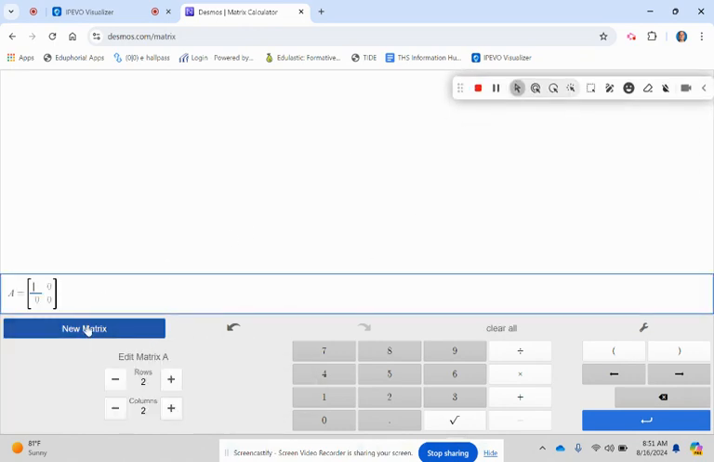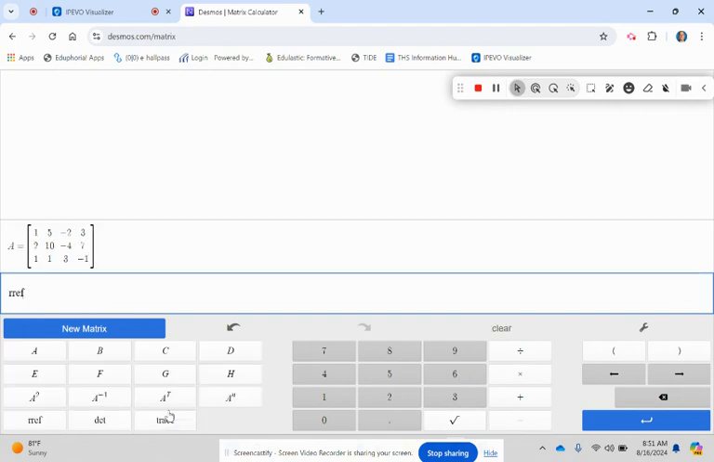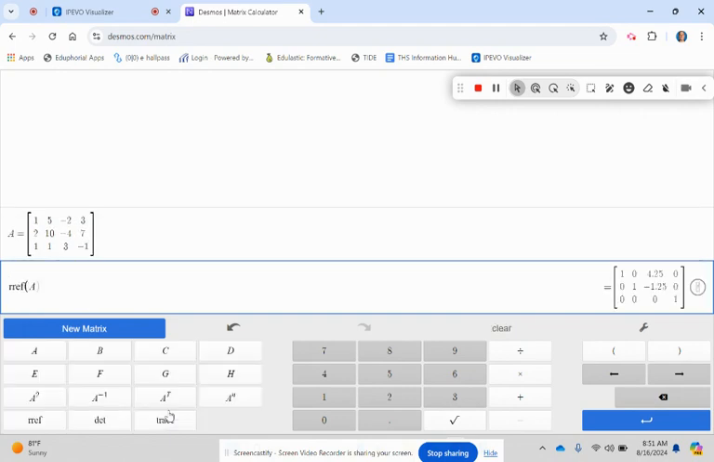New matrix, add a row, add 2 columns. So 1, 5, negative 2, 3, 2, 10, negative 4, 7, 1, 1, 3, negative 1. Enter RREF of A.